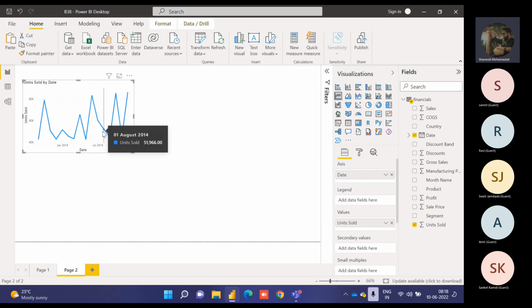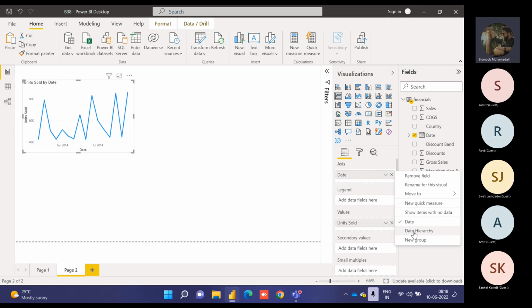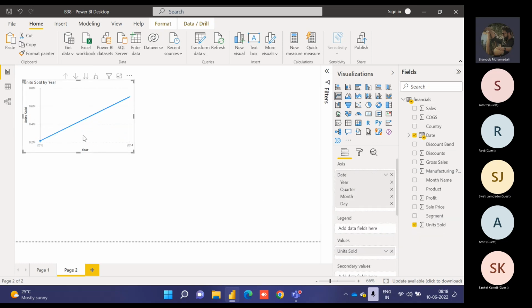But what if I need to go ahead with the date hierarchy? So let's change it to date hierarchy. Now in the date hierarchy, you will see the first level as year. You can show the total of the values against years. So the year comparison, you can do it. Your comparison would be available here.